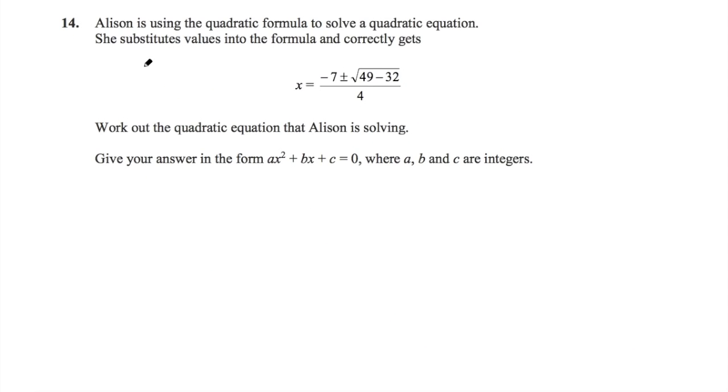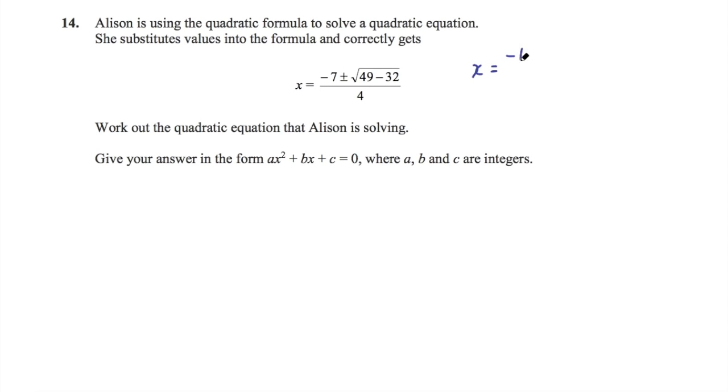Question 14 says Alison is using the quadratic formula to solve a quadratic equation. She substitutes values into the formula and correctly gets x equals minus 7 plus or minus the square root of 49 minus 32 divided by 4. Work out the quadratic equation that Alison is solving. Give your answer in the form ax squared plus bx plus c equals 0, where a, b, and c are integers. Okay, so for this question you need to know the quadratic formula, and I think you need that memorized.